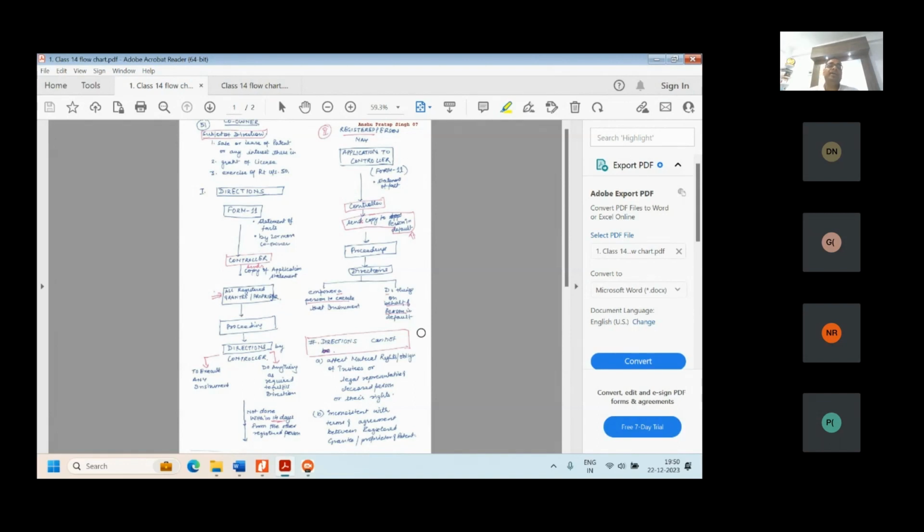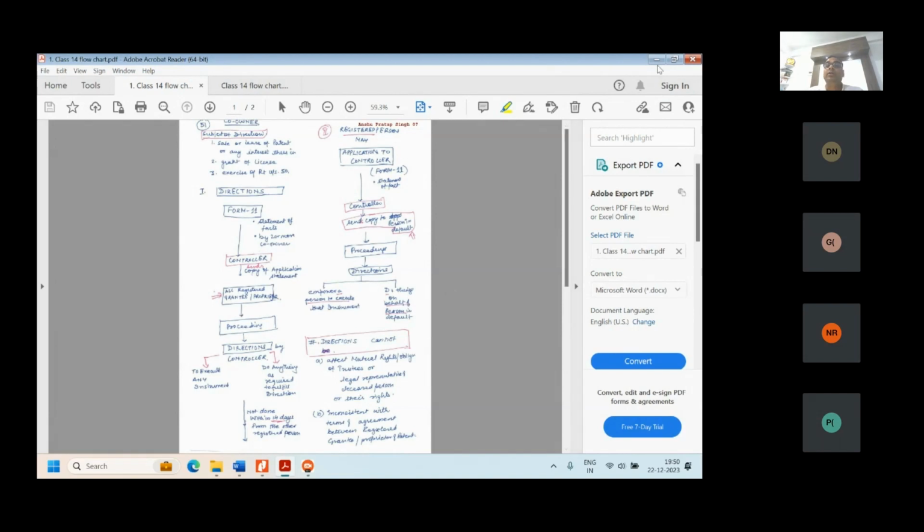Now, what can a direction not do? The controller cannot give a direction which can affect the mutual rights and obligations of trustees or legal representatives of a deceased person, or their rights. They also cannot give a direction which is inconsistent with the terms of the agreement between the registered grantee and proprietor of the patent. If there is an existing agreement, he cannot override that.